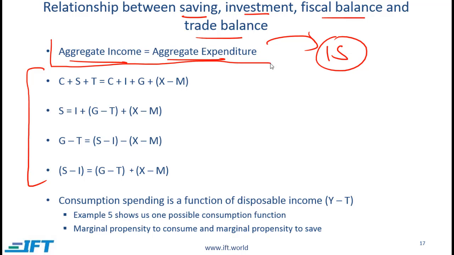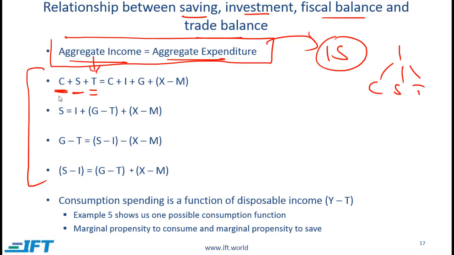Now, given this constraint, aggregate income is equal to aggregate expenditure. Simplistically, aggregate income is the sum of consumption. This is consumer spending. So simplistically, aggregate income is equal to consumer spending plus savings plus taxes. If you think about it, where does income go? Either it is consumed or it is saved or we pay taxes. So simplistically, I have this relationship over here.